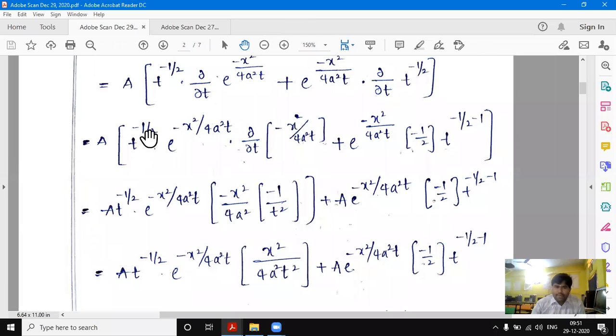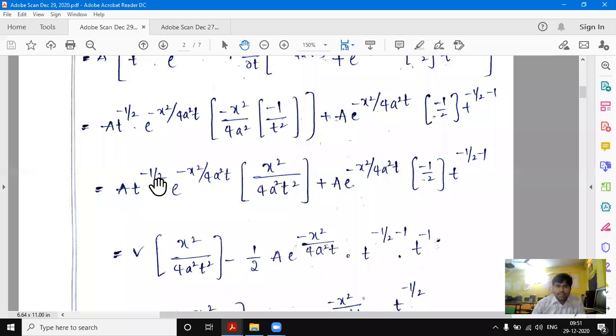So a into t power minus 1 by 2 into e power of minus x square by 4a square t into the derivative of this one. Minus x square by 4a square is constant, and the derivation of 1 by t is minus 1 by t square. Plus, this a we write here: a into e power of minus x square by 4a square t into minus 1 by 2, so this is t power minus 1 by 2 minus 1. So a into t power minus 1 by 2 into e power of minus x square by 4a square t into, minus becomes plus, x square by 4a square t square, plus a into e power of minus x square by 4a square t.